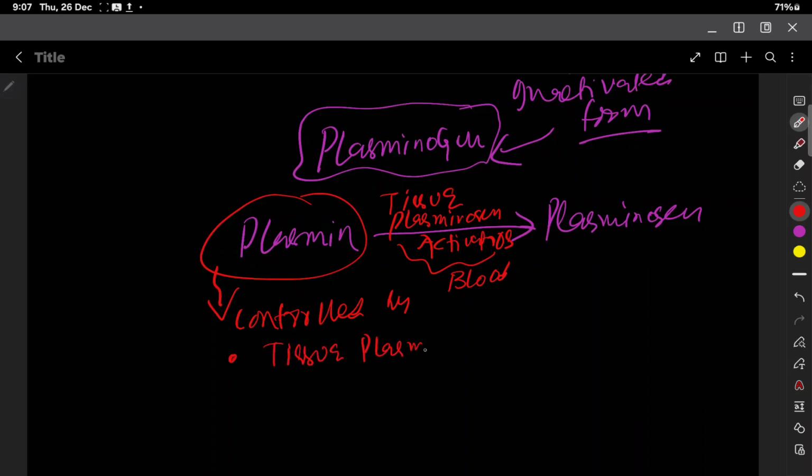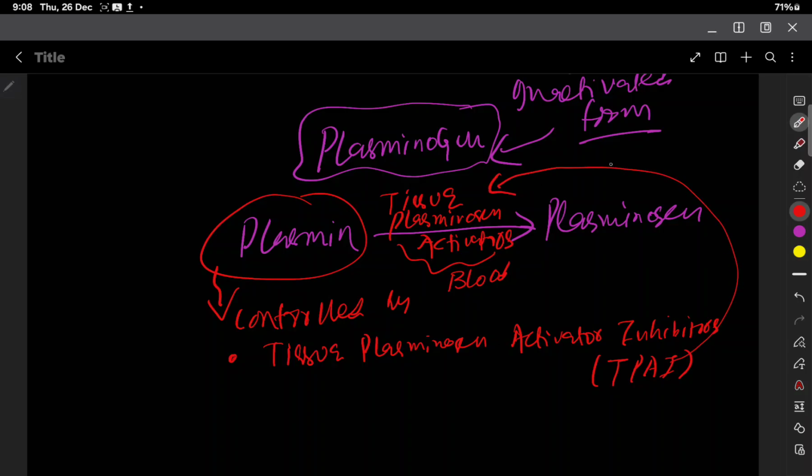Tissue plasminogen activator inhibitors, or we can write it as TPAI, because here it was tissue plasminogen activator which converts plasminogen into plasmin. So it will be controlled by tissue plasminogen activator inhibitors, means they inhibit this. Minus means inhibit. Okay, they will inhibit this.